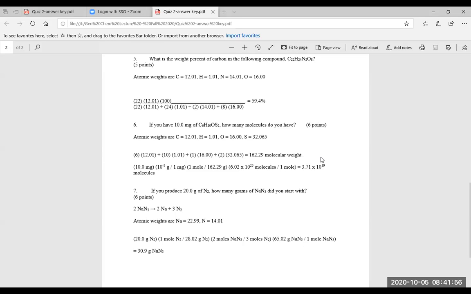And then the 100 comes in there because whenever you're saying you want a percentage, that means you're multiplying your answer times 100 to give it that percent. So if you did all that math correctly, you would have gotten 59.4%.